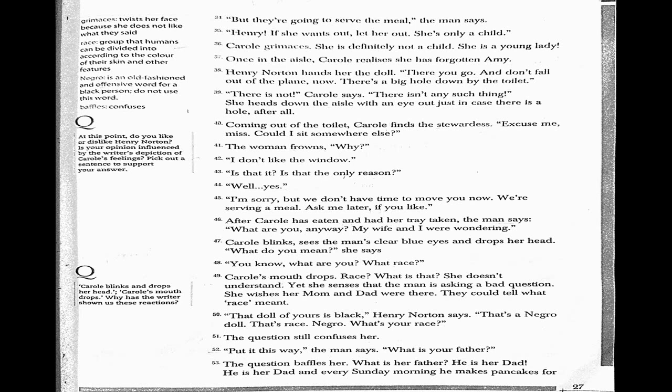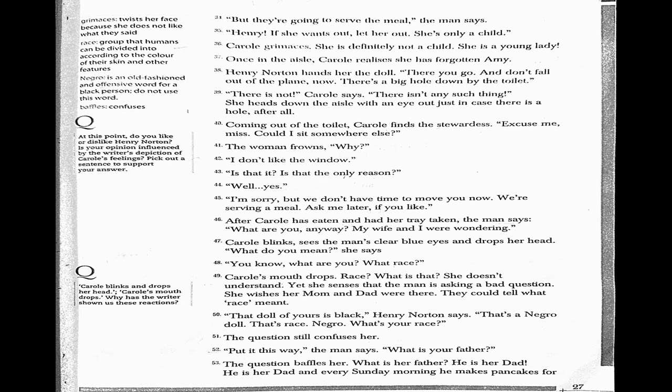Now the wife of that man says to him that Henry, if she wants to go to the washroom, let her out. Means उसे जाने दो. She is only a child. वो एक बच्चा ही तो है. Carole grimaces. Grimaces means twists her face because she does not like what they said. Means Carole को ये अच्छा नहीं लगा सुन के कि she is only a child. She is definitely not a child. Means वो अपने आप को बच्चा नहीं मानती थी.